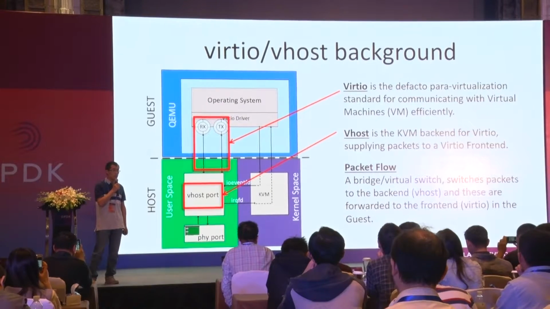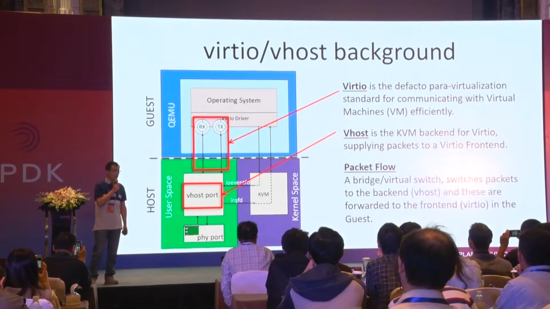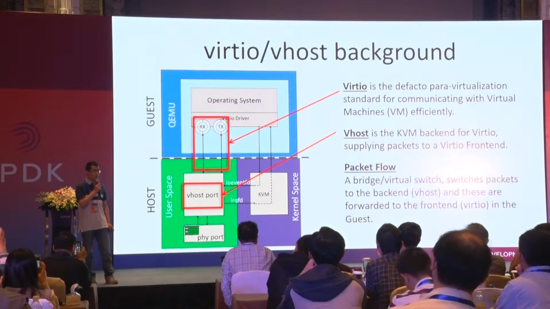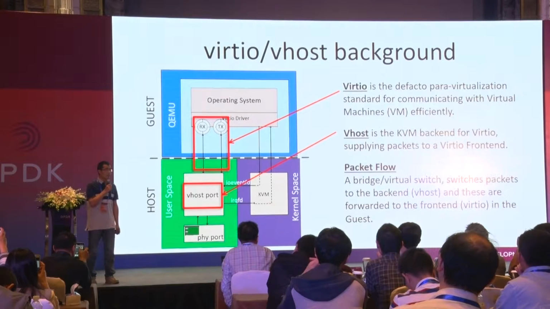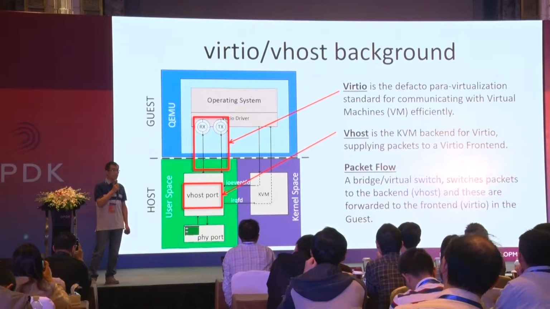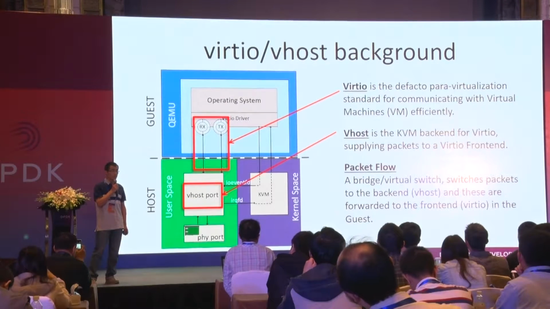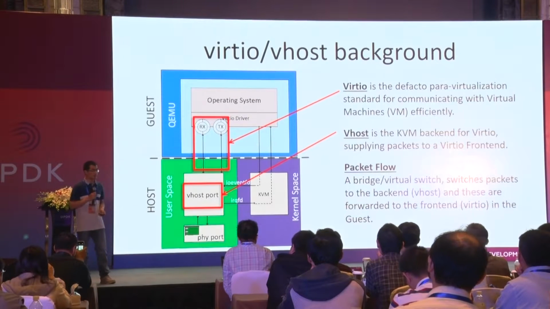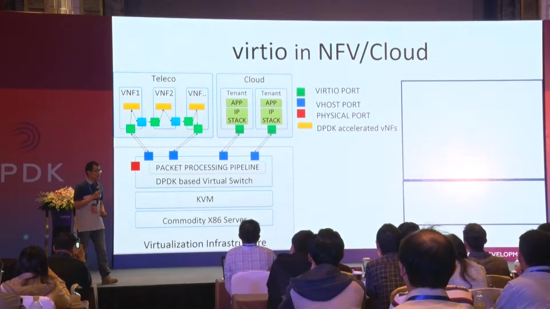Vhost is responsible for the backend, while VirtIO is for the front end to forward all the information, to switch packets to the backend. The switch will be doing the data transmission between the vSwitch and the DPDK.